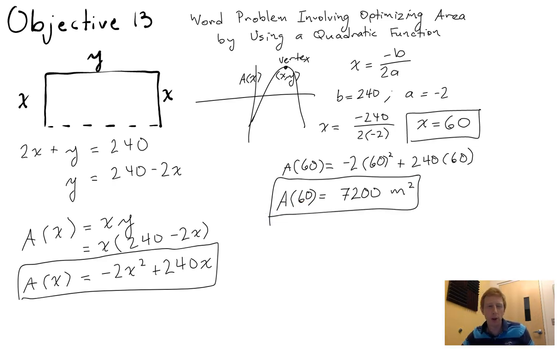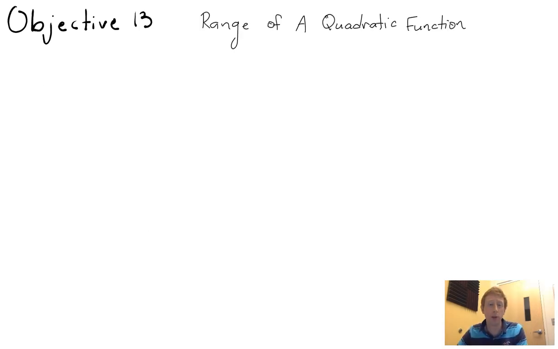Remember that with these problems, the maximum value will be the vertex of the parabola. When you write your equation, you will usually get a negative leading coefficient. These problems are designed that way. If you had a positive leading coefficient, then the parabola would open upwards, and then you wouldn't be able to find a maximum area. The next topic we will go over is range of a quadratic function.